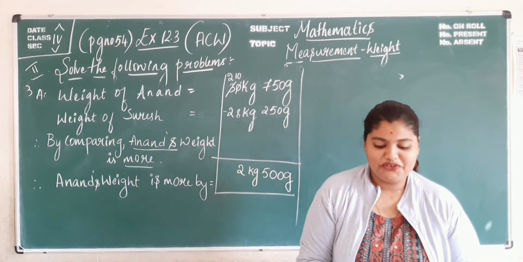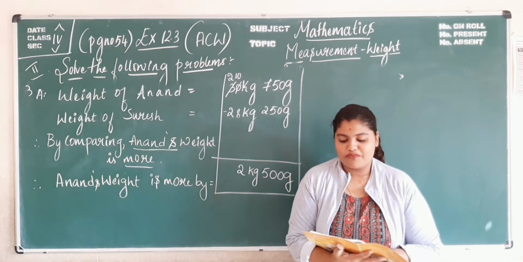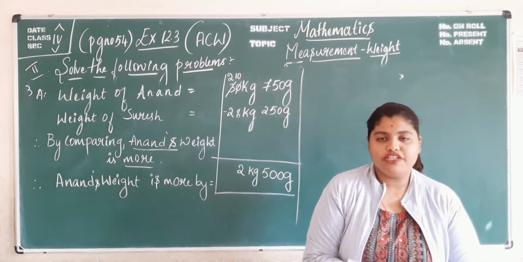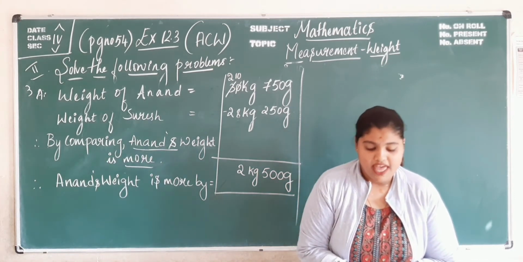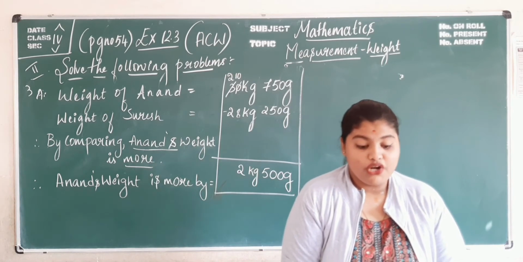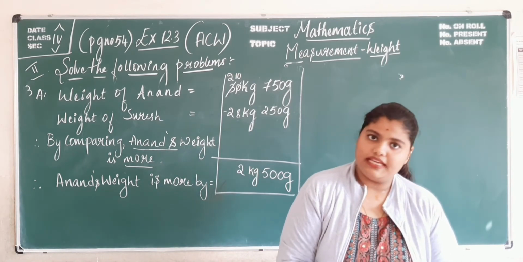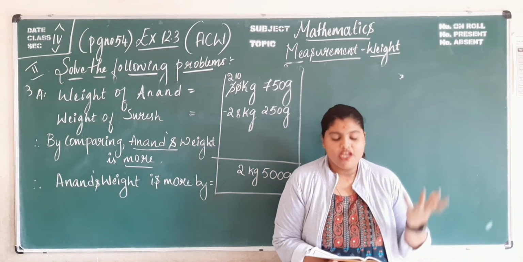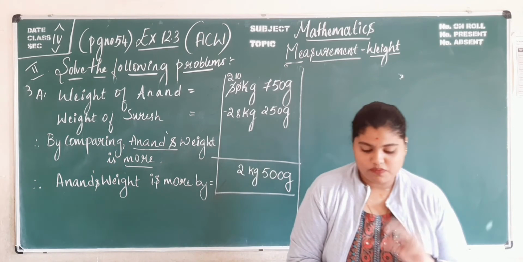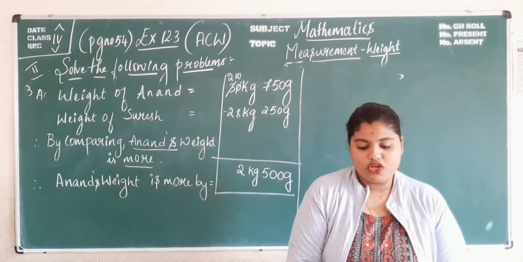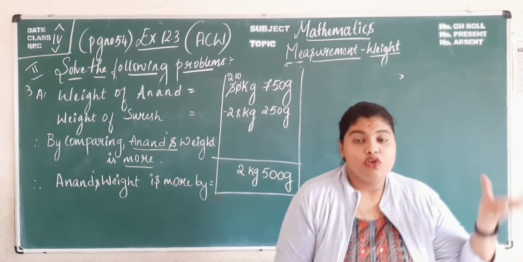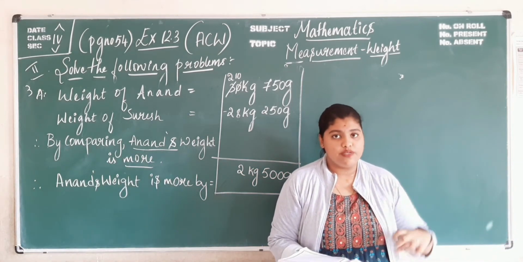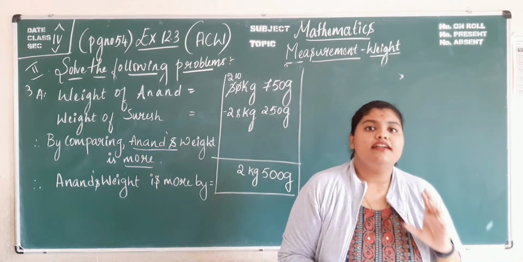20 kg 250 grams of sweet was bought for a naming ceremony of a child. So there was a naming ceremony for which they purchased some sweets, and the weight of the sweet purchased was 20 kg 250 grams. From this, 13 kg of sweet was distributed. So from this 20 kg 250 grams, 13 kg of sweet was distributed in the naming ceremony.